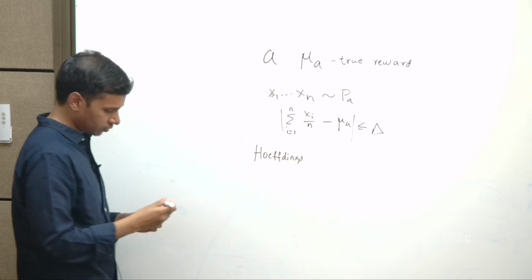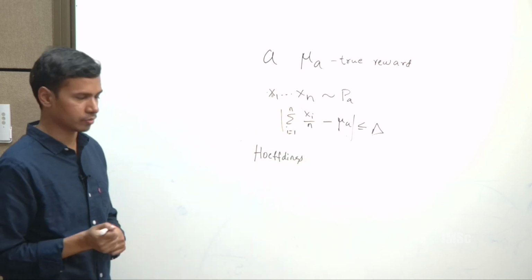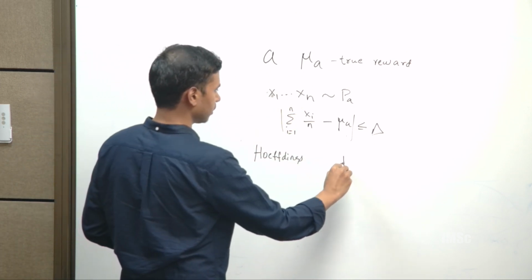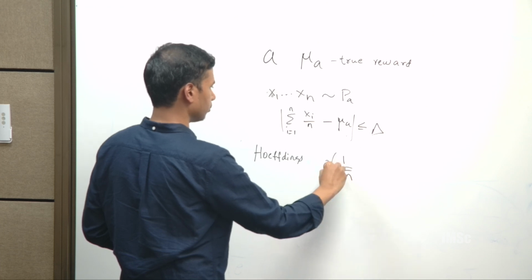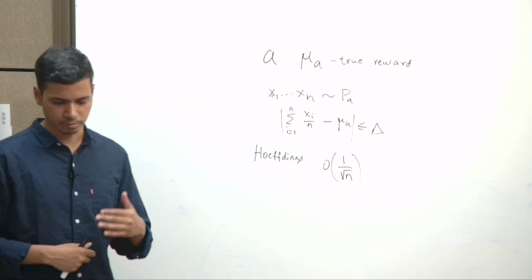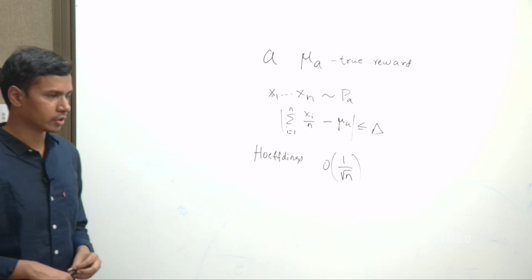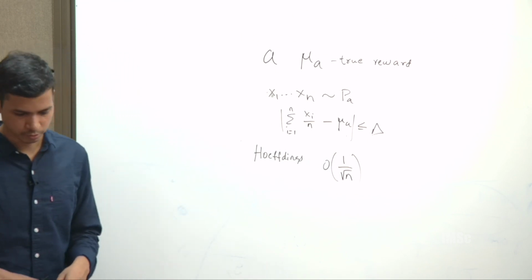Yeah. So Hoeffding's bound says that if you have n IID samples from a distribution, you are roughly 1 over root n close to the true mean with high probability. So essentially, if you want delta accurate estimates of the arms, you just sample each arm 1 over delta square times. That's how you know when to stop the sampling process.